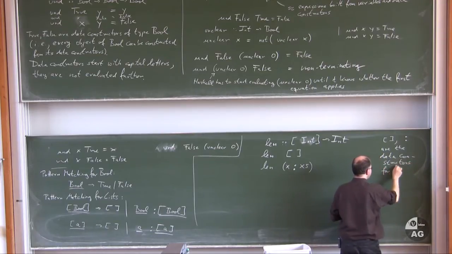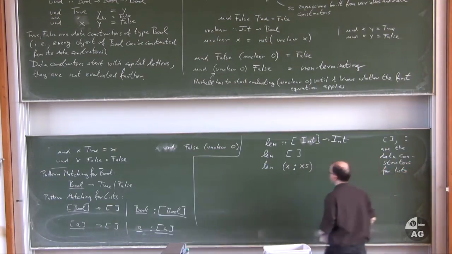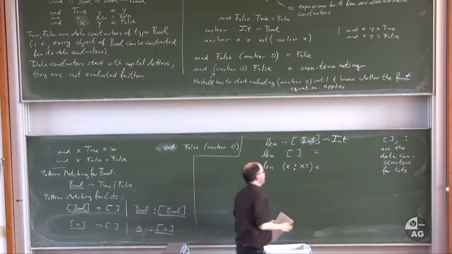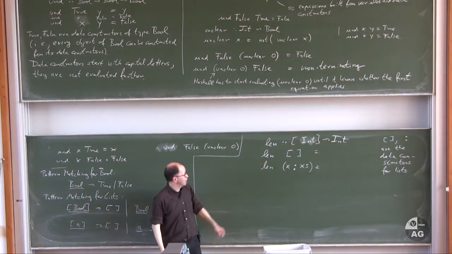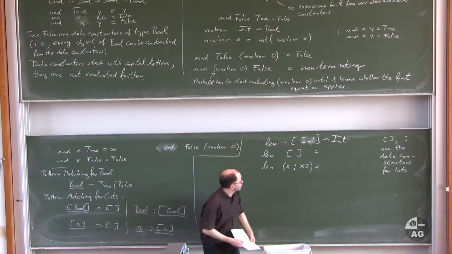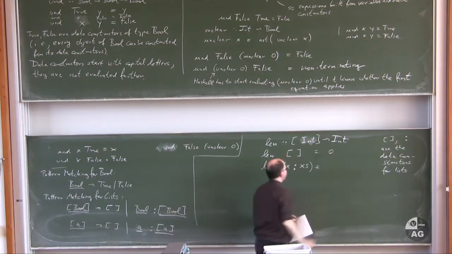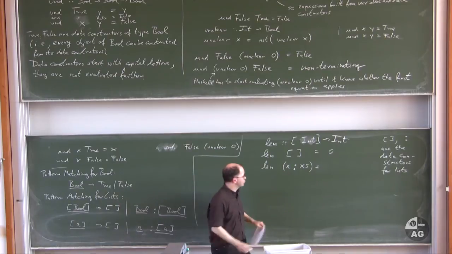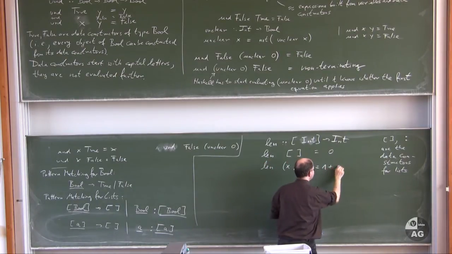These are the data constructors for lists. And so we can have two function declarations for len which handle these two cases. And, well, the length of the empty list, what should the result be? It should be 0. And the length of a non-empty list should be 1 plus the length of x's.